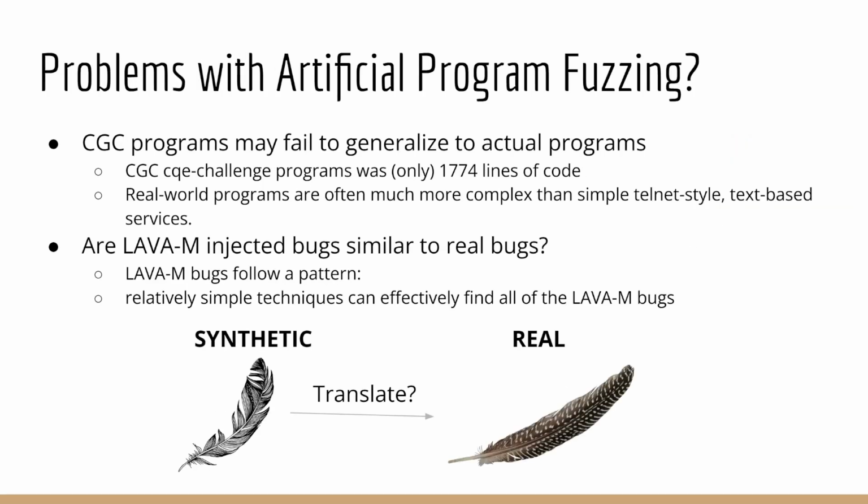However, there might be some problems with artificial program fuzzing. The first one that comes to mind is these injected fake bugs. Do they translate to real bugs in real programs? CGC, for example, was only, quote unquote, 1774 lines of code. Are real world programs more complex than CGC? So does this translate? Can you use these results to prove that your fuzzer works?